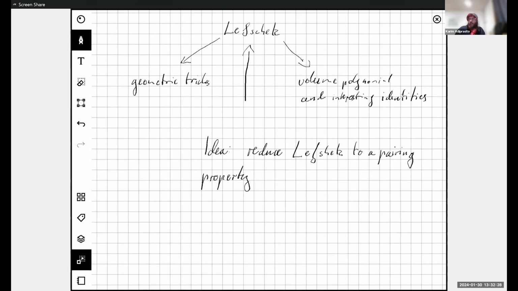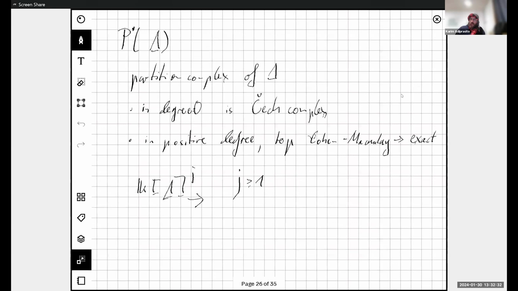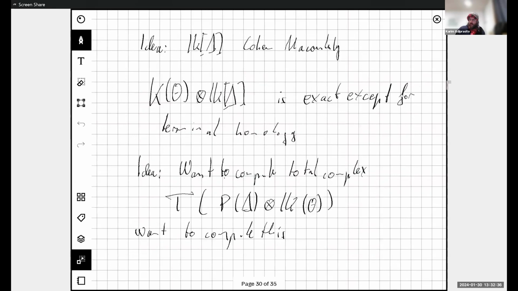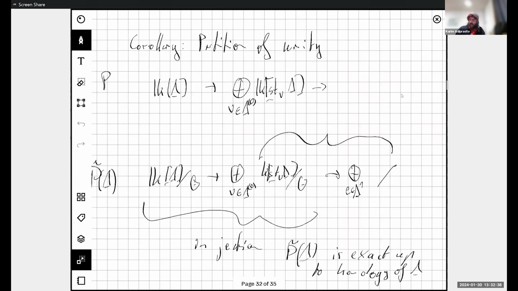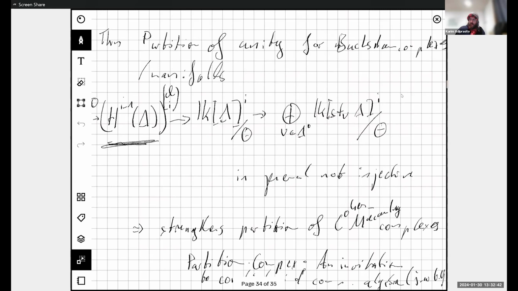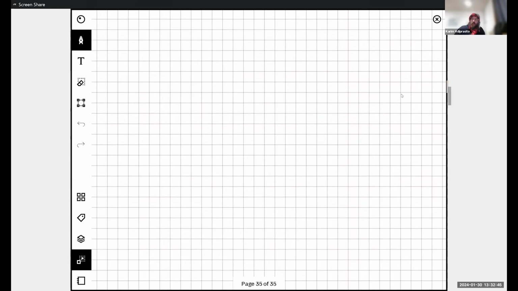Right. So what is a pairing property? Sorry, I wanted to have a new page, but I started somewhere in the middle now. That's not okay. Okay. What do I mean by a pairing property?